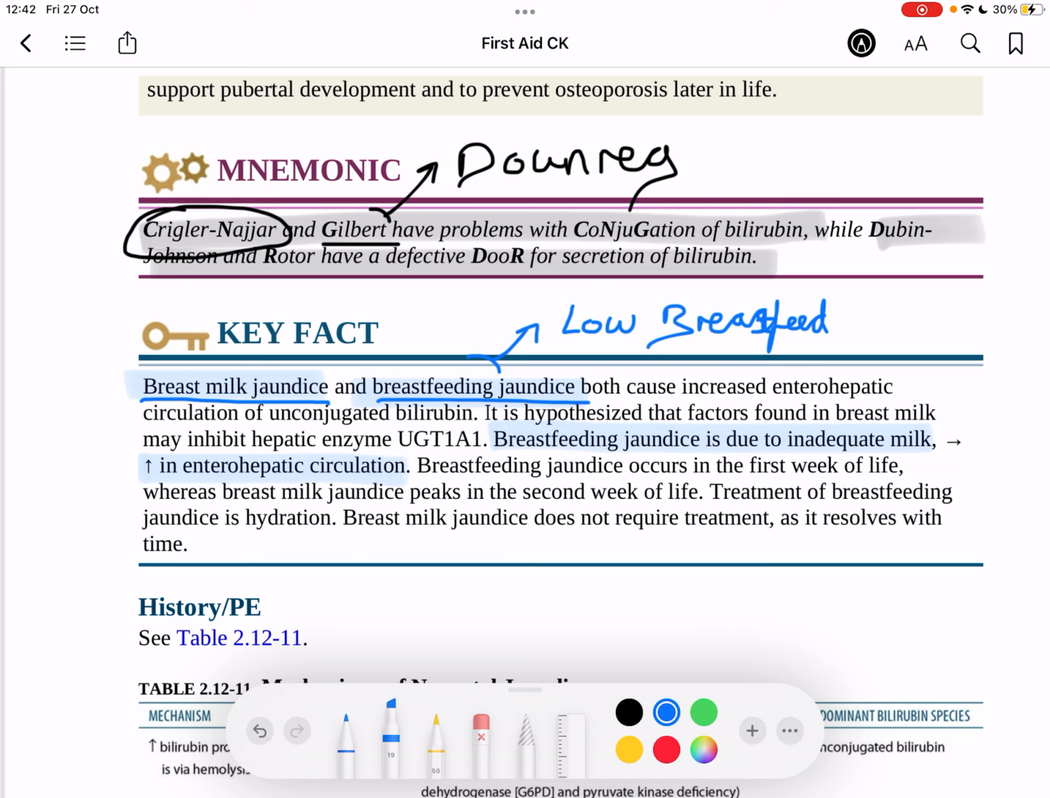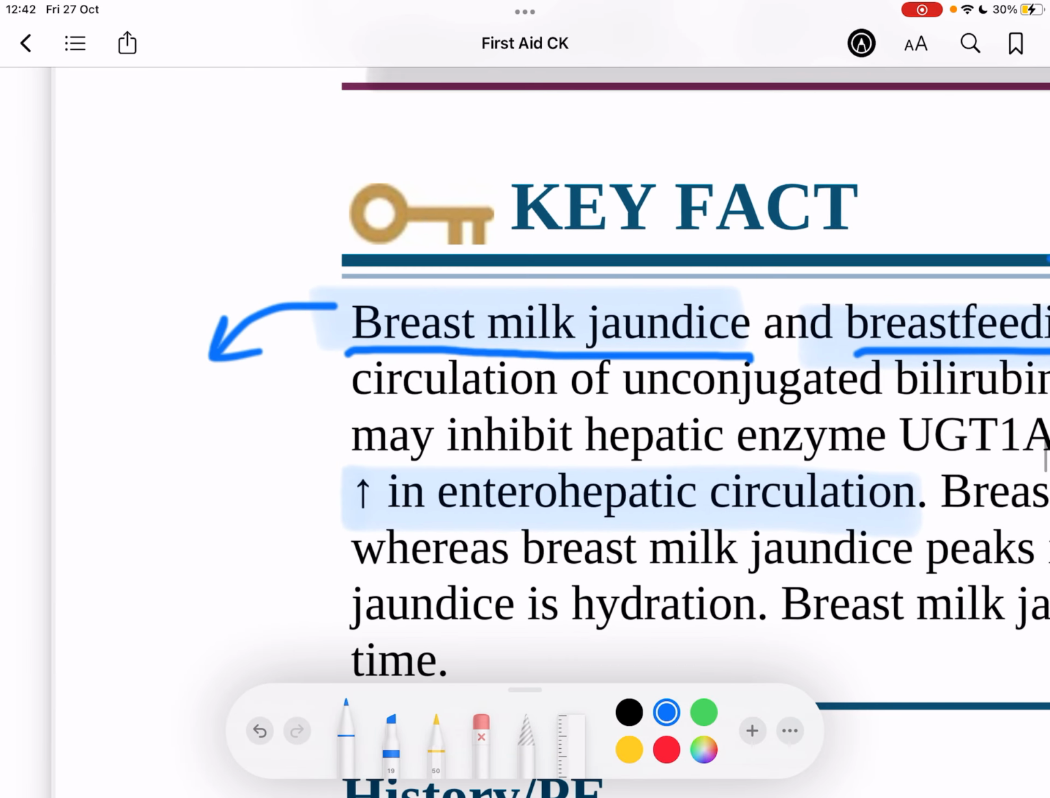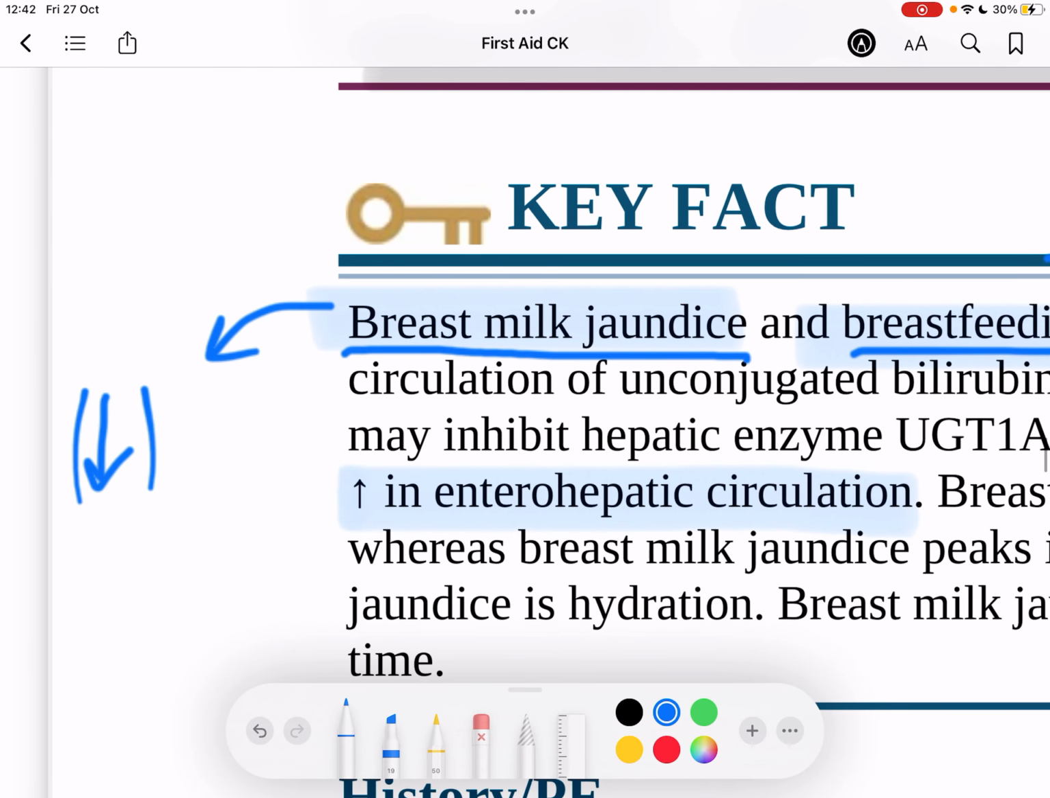Whereas breast milk jaundice usually happens slightly later, maybe in the second week of life rather than the first week of life, and it's due to a downregulation in conjugation, okay? A decreased conjugation.